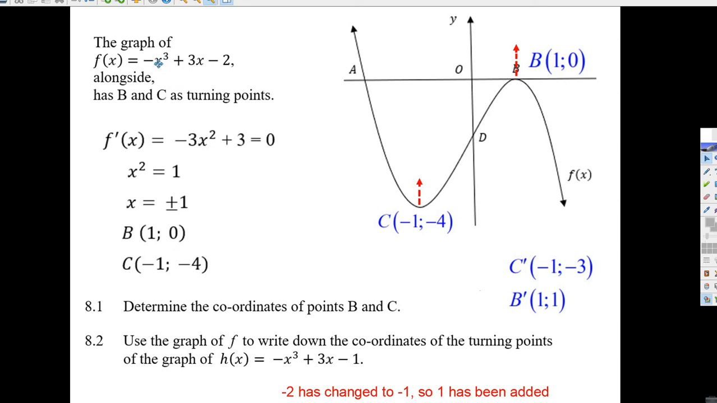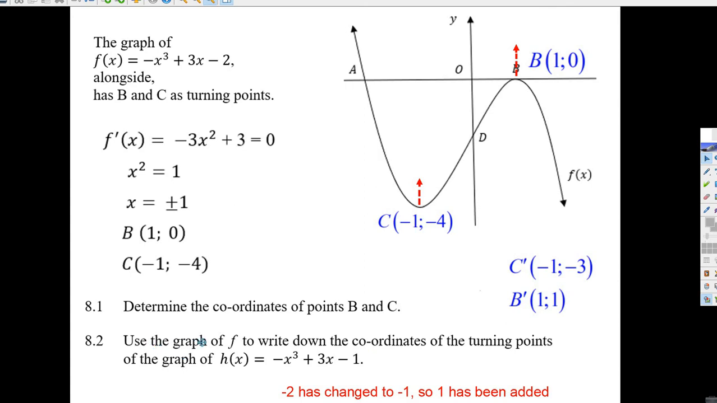Negative, put a bracket there, you can put it in your calculator, minus of minus 1 cubed, that'll be plus 1. And then 3 times minus 1 is minus 3, minus another 2, that's minus 5. 1 minus 5, that's negative 4. So there's the coordinates of B and C.